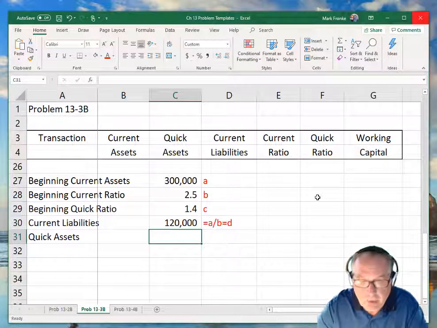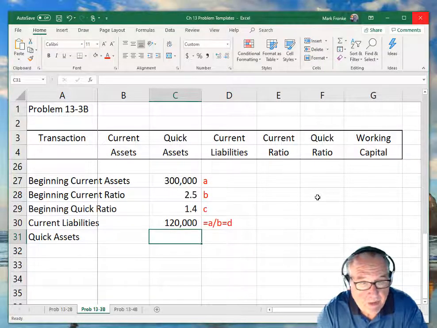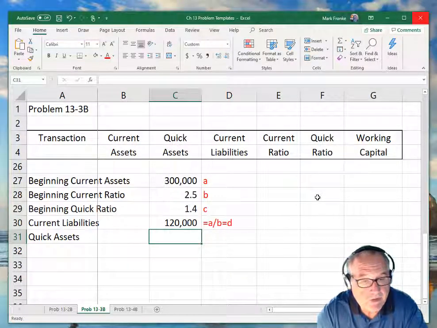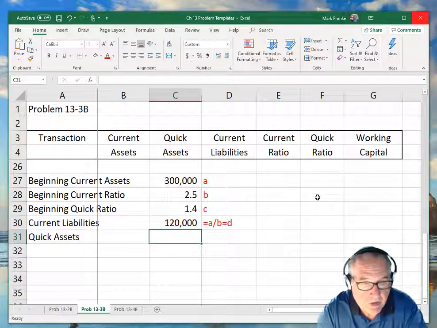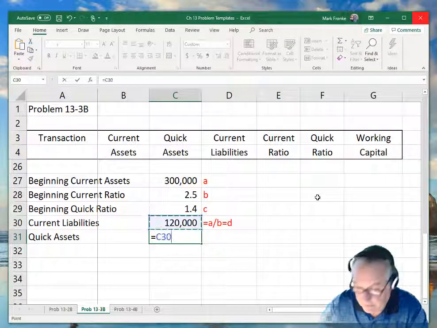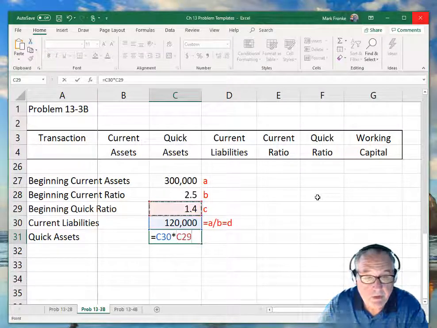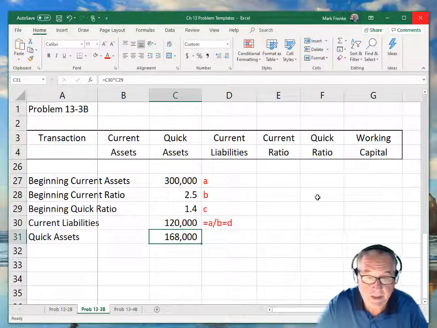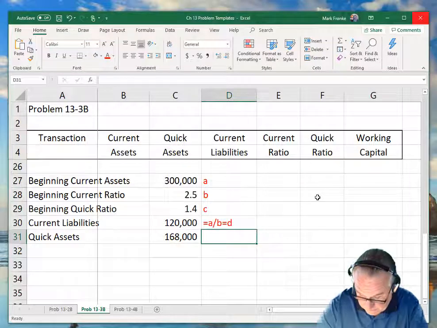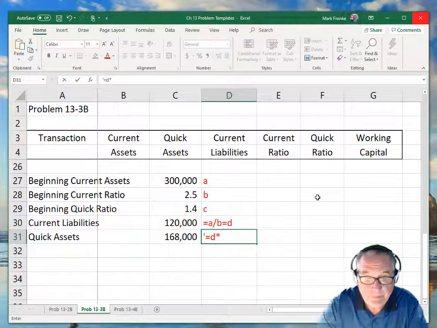So the quick assets are assets that are cash or convertible to cash very quickly. And so the quick ratio is the quick assets over the top of current liabilities. So in order to get that number with what we have here, we're going to take the current liabilities and multiply it times the quick ratio, which gives us 168,000. So we'll say this one is equal to D times C.